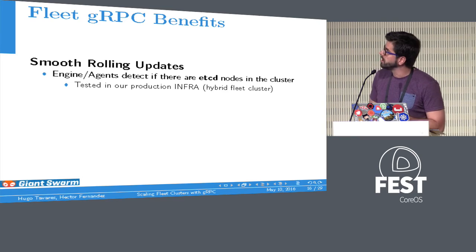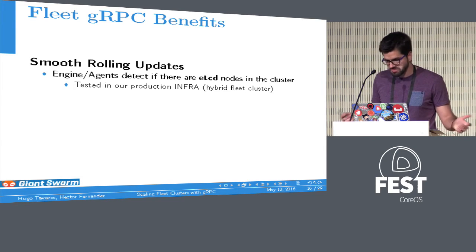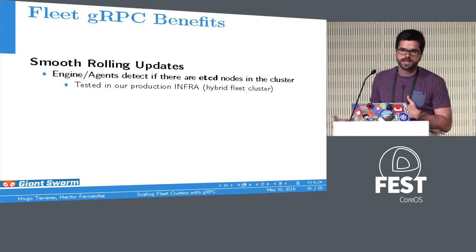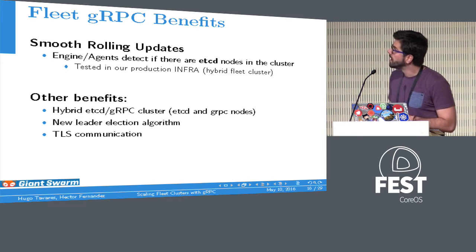So yeah, we started to migrate, and we have our production cluster with different types of fleet agents, and it worked. It detects when some agents were talking etcd, and when all of them were gRPC, it started all gRPC communication. Other benefits. So that is what I talk about now: the hybrid etcd gRPC cluster.